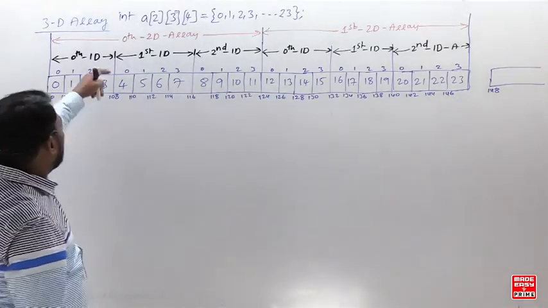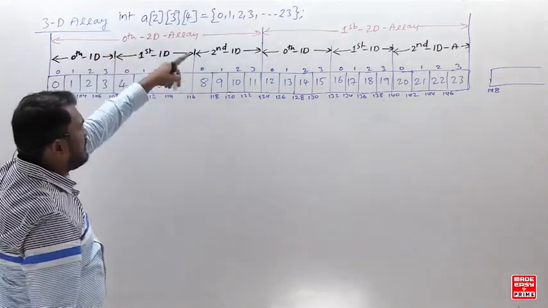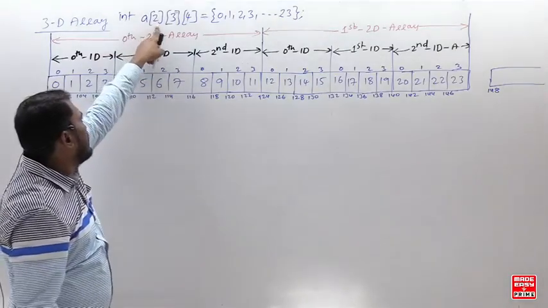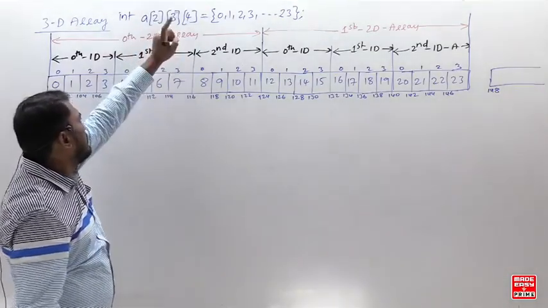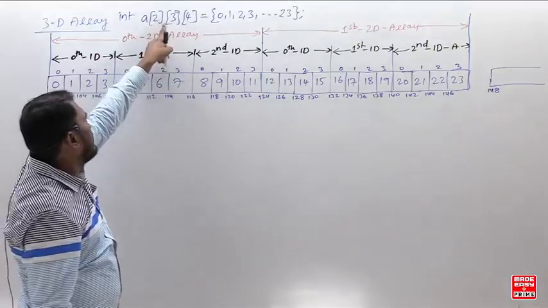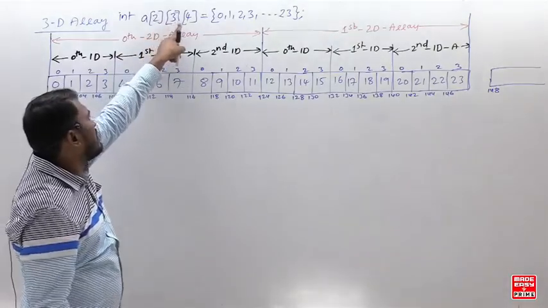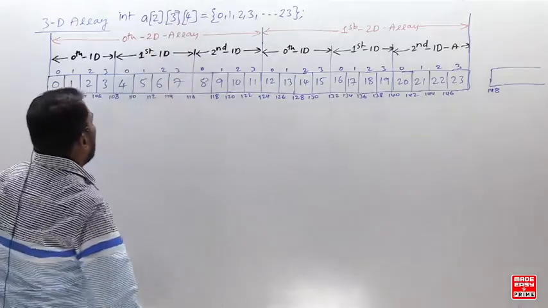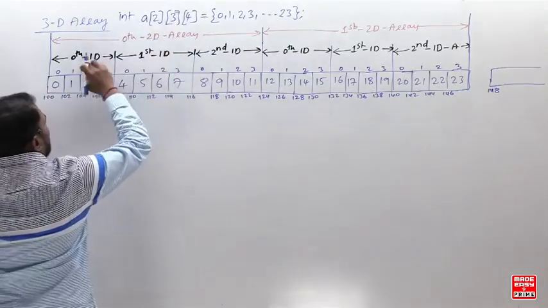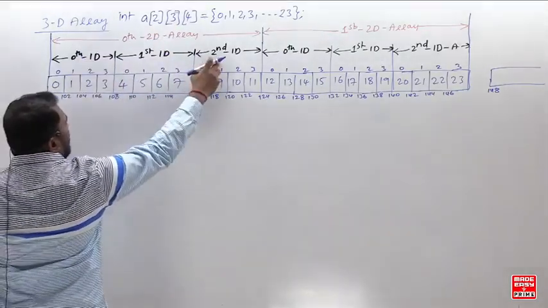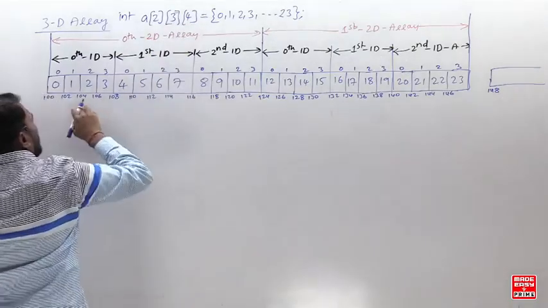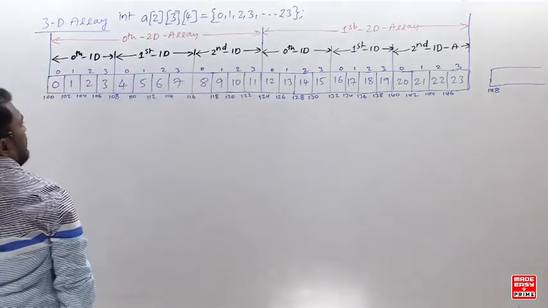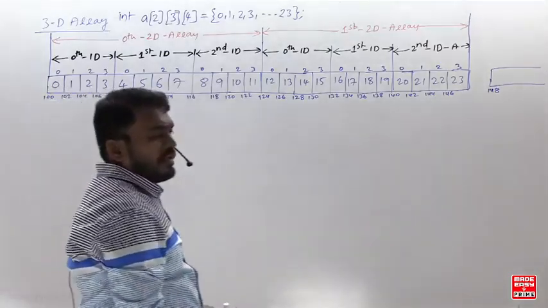So this is the 0th 2D array and the first 2D array. Look here, you have two 2D arrays, each of size 3 into 4. And each 2D array has three 1D arrays, 0, 1, 2. And each 1D array has four elements, like this. I think now you can copy this. After copying, send a message.